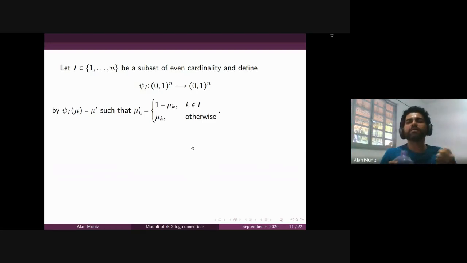So what can we do for the other chambers? Not all other chambers, but we can see that we have a map of this open hypercube that exchanges weights in this fashion: for a given subset of the set 1, 2, ..., n, we maintain the weights that are not in the subset and change each weight to 1 minus that weight.